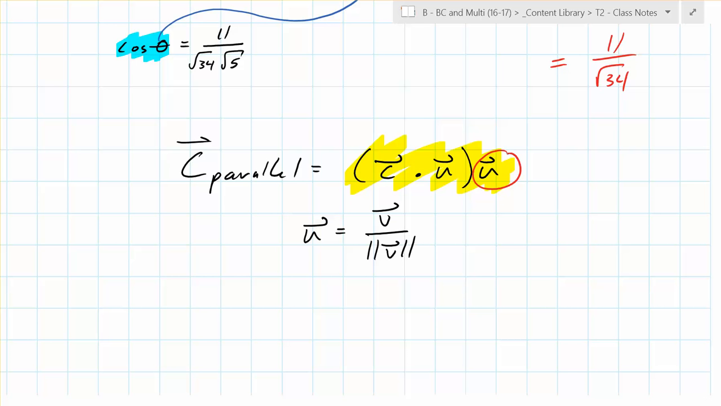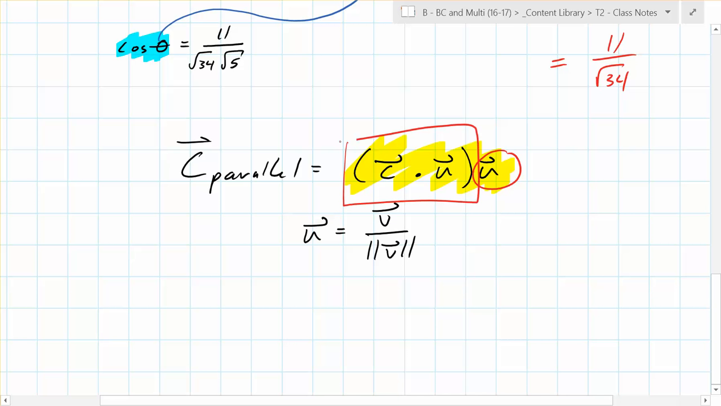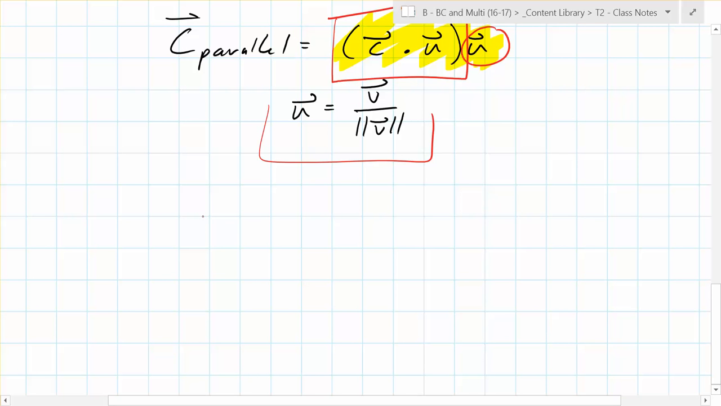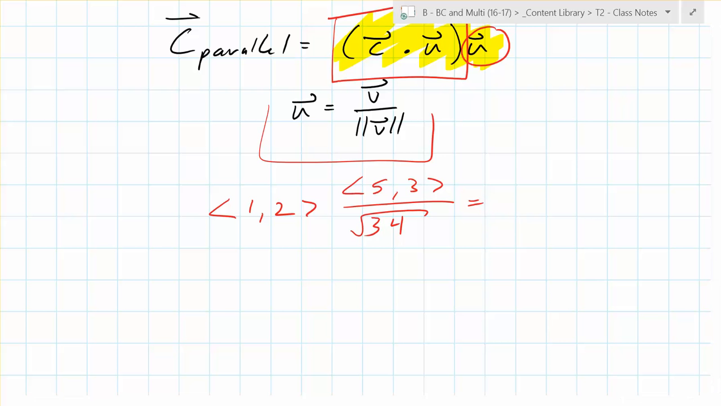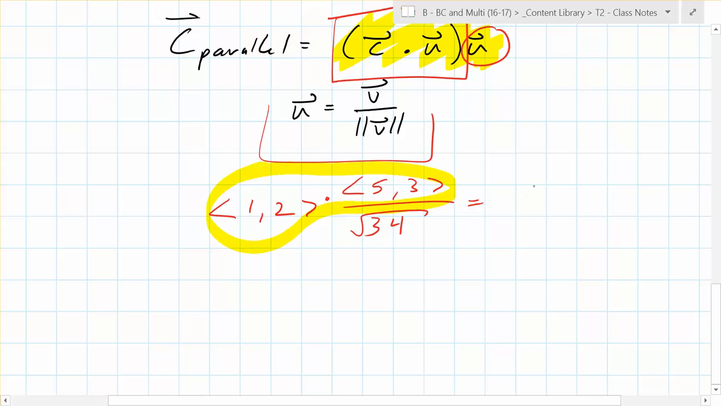So if you just wanted the magnitude of this vector, what is it? It's just C dot U. And in this case, U is this, right? What was the vector C? Do you remember? It's 1, 2, right? And then what is U going to be? Well, vector V is what? 5, 3 over the square root of what? 34. The square root of 34. So what's this going to be? What's this dot product? You've already done that. 11 over... Is that the exact same thing? Yeah. It is the exact same thing. Okay.